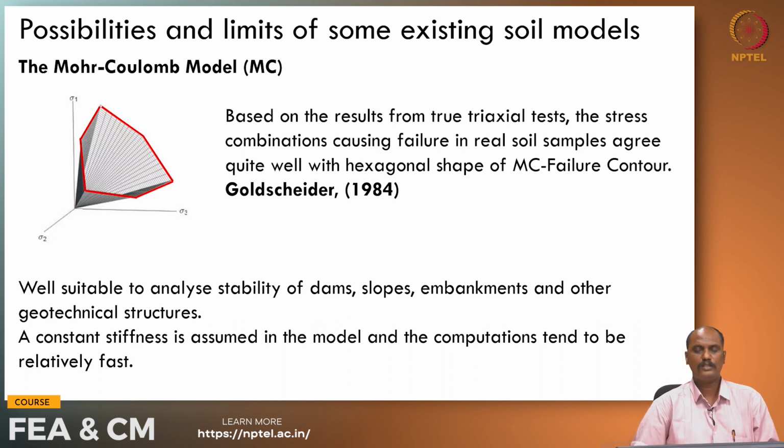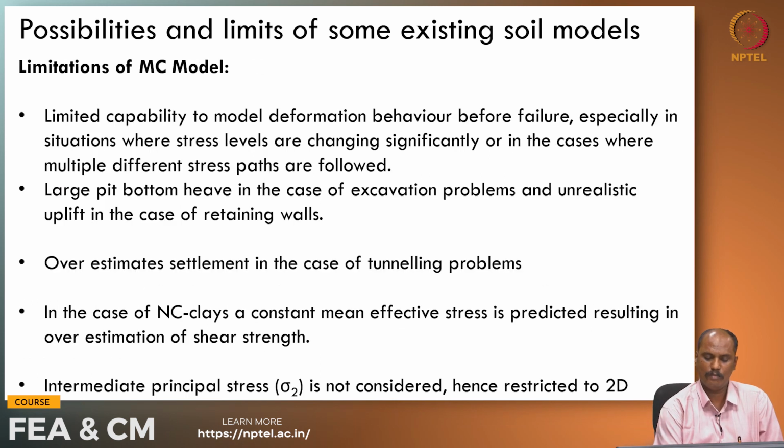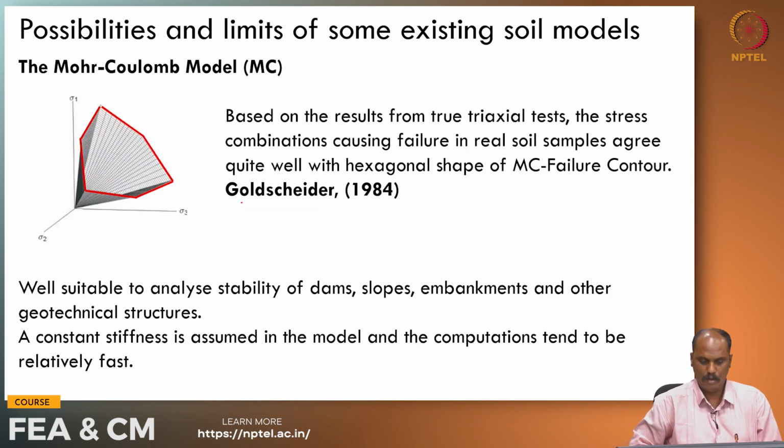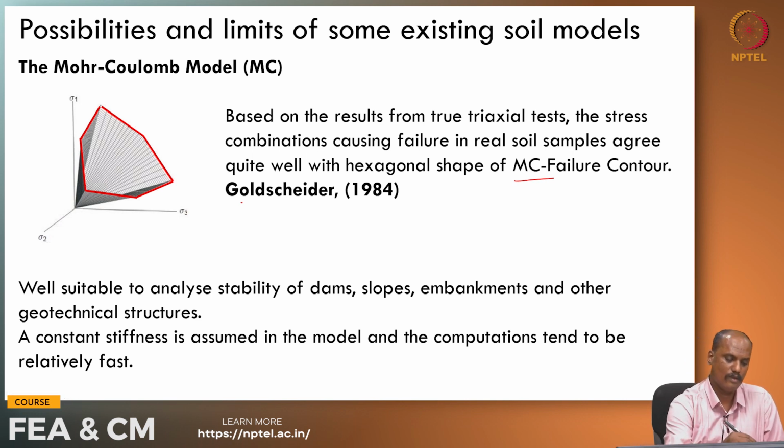When it comes to this Mohr-Coulomb model, we can see the comments from Goldscheider, wherein based on his true triaxial test, the stress combinations causing failure in real soil samples agree well with the hexagonal shape of this Mohr-Coulomb failure contour. We can see the Mohr-Coulomb failure contour here. This is in the form of a hexagon. These are basically the principal stress space, sigma 1, sigma 2 and sigma 3.